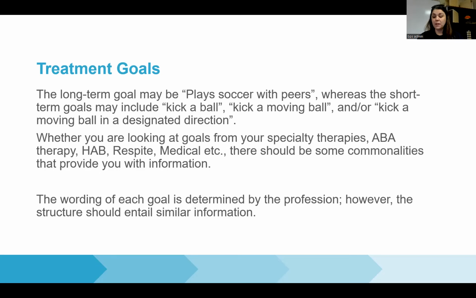We're going to talk about that a little bit in a minute, but I do want to caution that the phrasing of goals and the terminology used in goals is generally determined by the profession that's writing the goal. So if we're looking at an ABA goal, you're going to see a lot of ABA terminology. If you're looking at speech goals or medical goals, you might see things that are more representative of that profession.